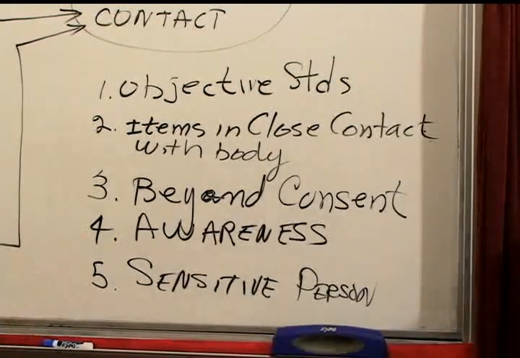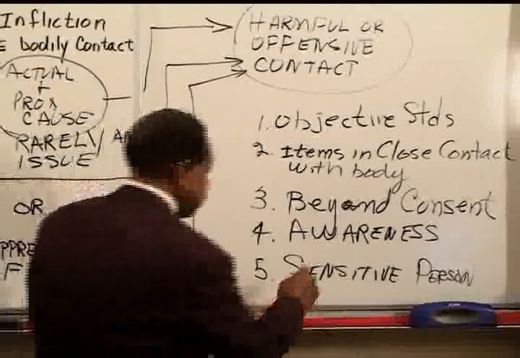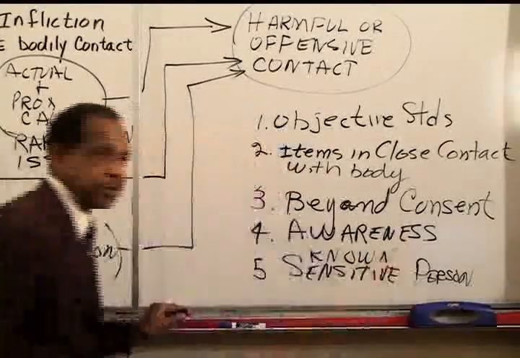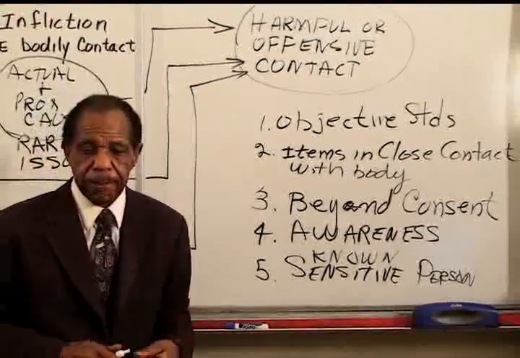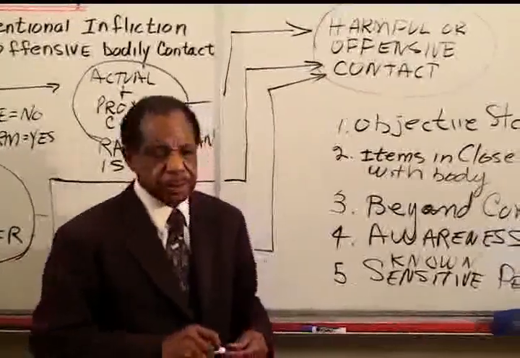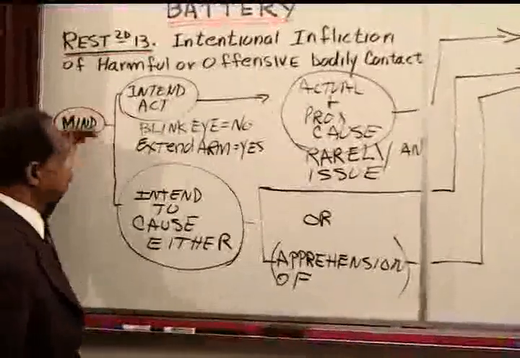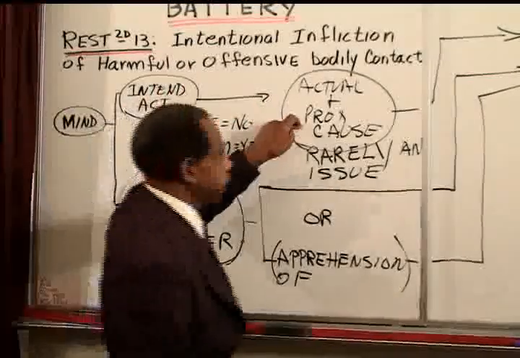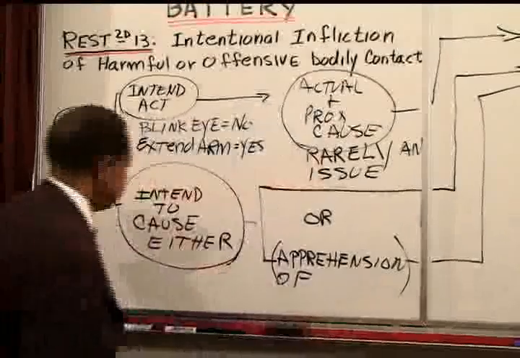And for hypersensitive persons, it's not just that the person is hypersensitive, it's that you know they're hypersensitive. This should be listed as a known hypersensitive person, and we don't know what the rule is on that. Again, the Restatement has openly declined to take a position. Finally, we come back here, so we understand this pathway. The mind must intend the act that was the actual and proximate cause of the harmful or offensive touching, and all this stuff here. Now let's look at this other pathway.